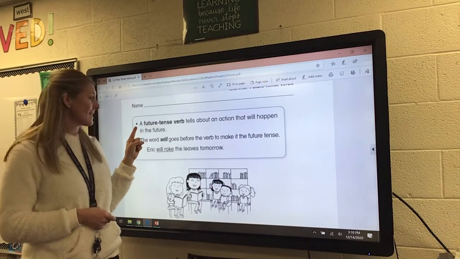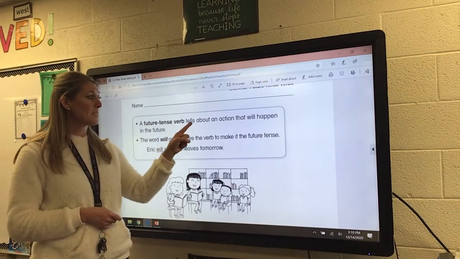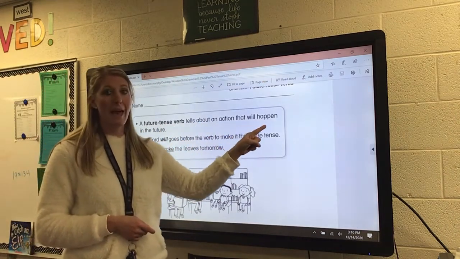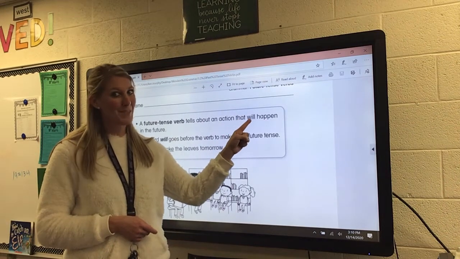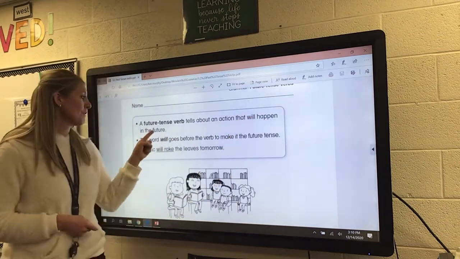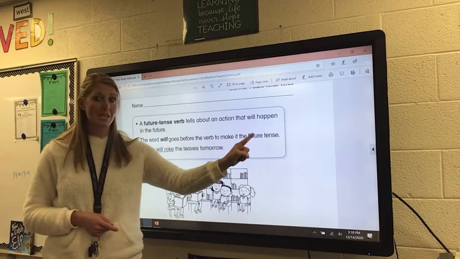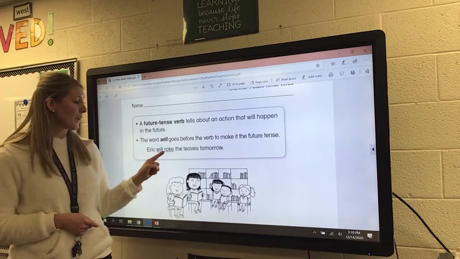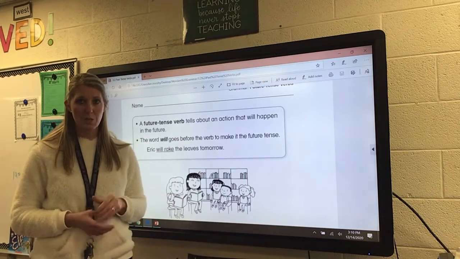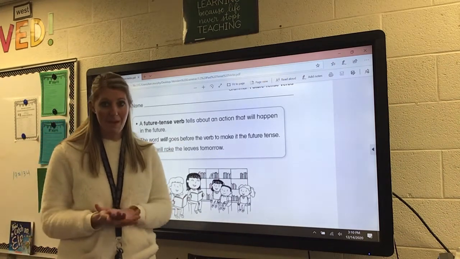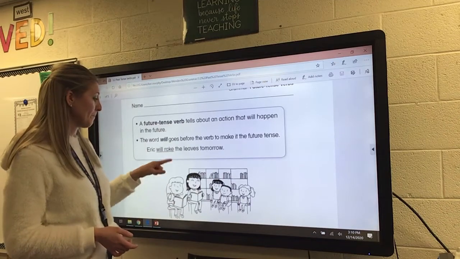And the first thing says, a future tense verb tells about an action that will happen. Will is the key. That's the word we need to know. In the future, the word will goes before the verb to make the future tense. Eric will rake the leaves tomorrow. So we're going to use will on this page before our verb.